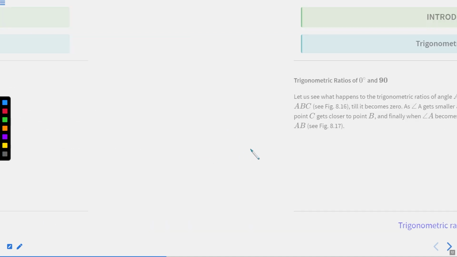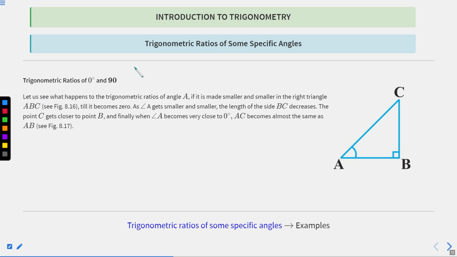Now here we discuss trigonometric ratios of 0 degree and 90 degree. Let us see what happens to the trigonometric ratios of angle A if it is made smaller and smaller in the right triangle ABC, as shown in this figure. This is our right angle triangle, with the right angle at point B. As angle A gets smaller and smaller, the length of the side BC decreases, and the point C gets closer to the point B.